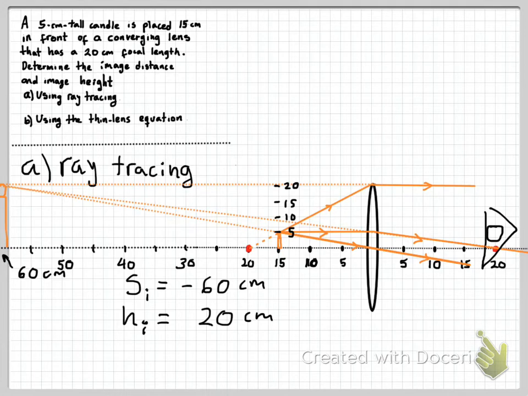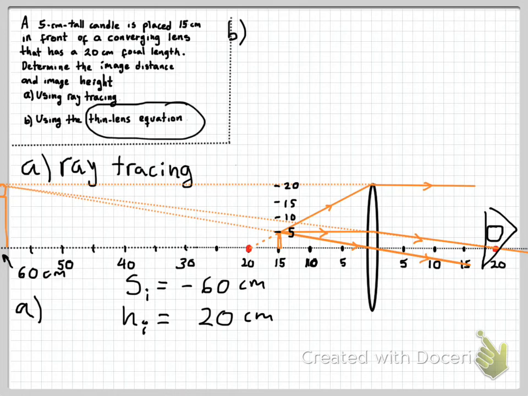When you're doing ray tracing, your answers are not going to be perfectly accurate, because drawing lines and finding the intersection tends to not be very precise, but you can get a ballpark estimate of where the image is and what the height of the image is going to be. Here I was very careful about drawing the lines, so we're going to get a result that is pretty accurate, as you're going to see when we use the thin lens equation. So we're done with the ray tracing.